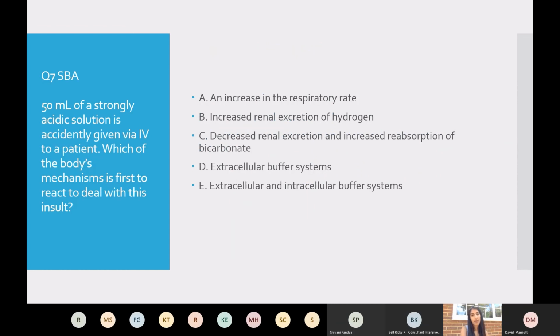Okay, question 7, which relates to our earlier teaching on acid-base. If we give 50 mL of strongly acidic solution, accidentally given to a patient via IV, what's the body's first mechanism to react to deal with this? Is it A, an increase in respiratory rate, B, an increase in the renal excretion of hydrogen ions, C, a decrease in renal excretion and increased reabsorption of bicarbonate, D, extracellular buffer systems coming into play, or E, extracellular and intracellular buffer systems?